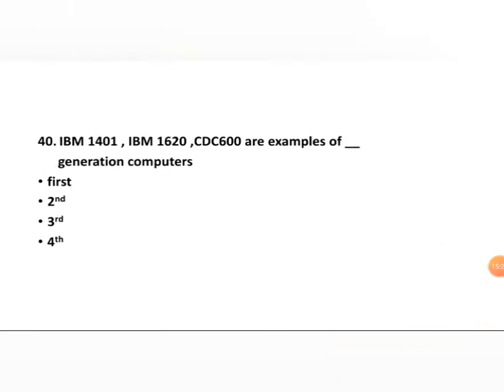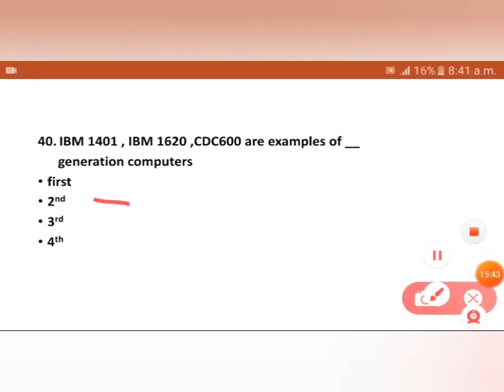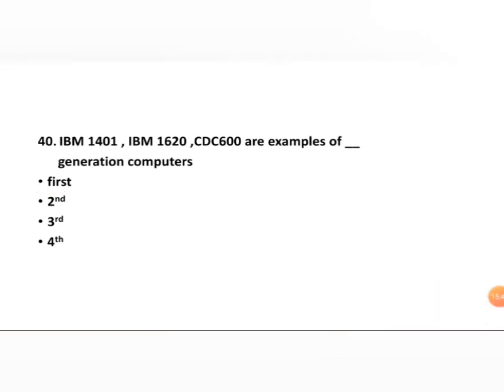One more question, question number 40. IBM 1401, IBM 1620, CDC 600 are the examples of which generation of the computer? They are the second generation examples. So the option number second is correct. First, second, third and fourth. So second option is correct.